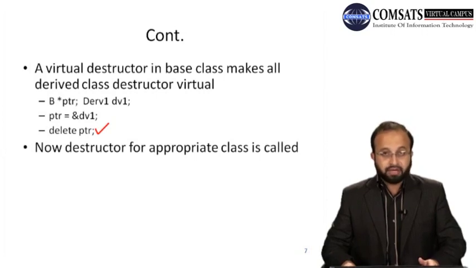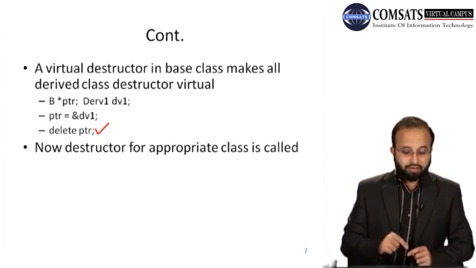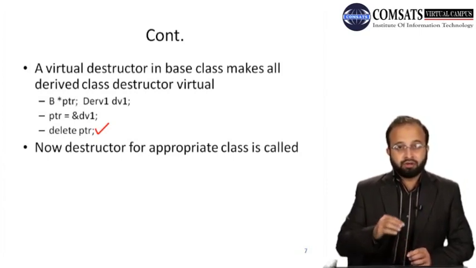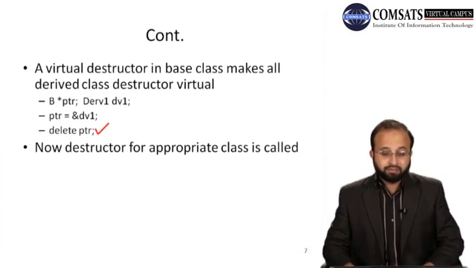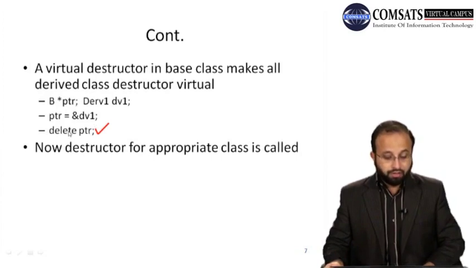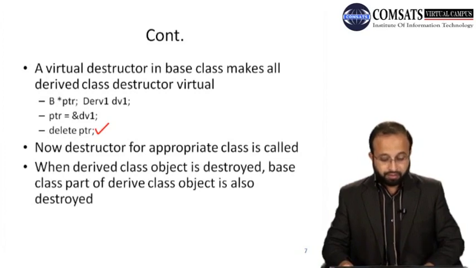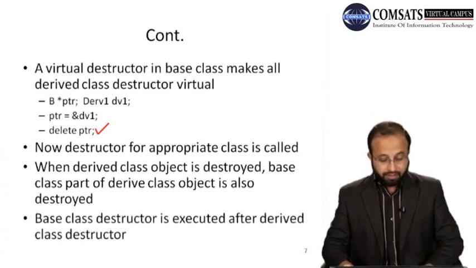Now the destructor for the appropriate class is called first. It will check which derived class object the ptr pointer is pointing to. It is pointing to an object of the derv1 class. Then it will first call the destructor of the derv1 class, and after that it will call the base class destructor. In the previous case, where we don't have a virtual destructor, this is not allowed, because in that case it will call the base class destructor and not the derived class destructor. This means the derived class object will not be deleted. So when a derived class object is destroyed, the base class part of the derived class object is also destroyed. So the base class destructor is executed after the derived class destructor.